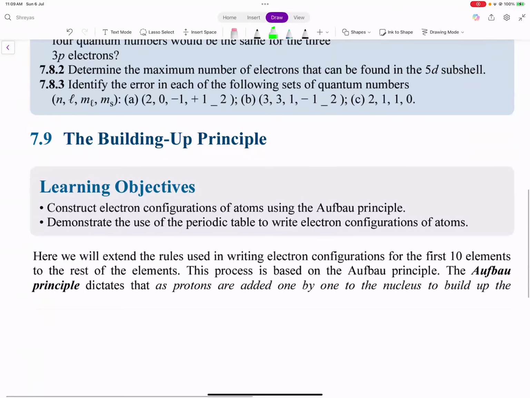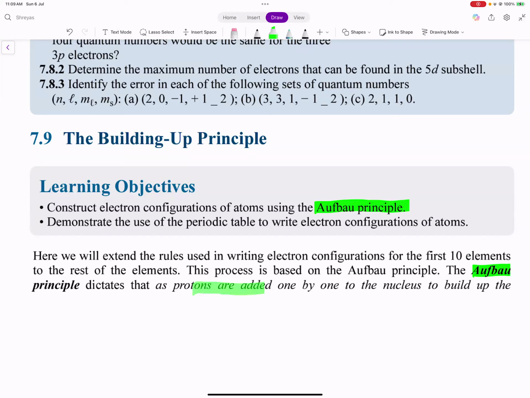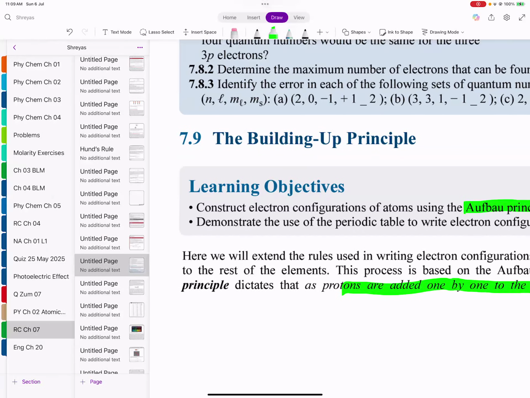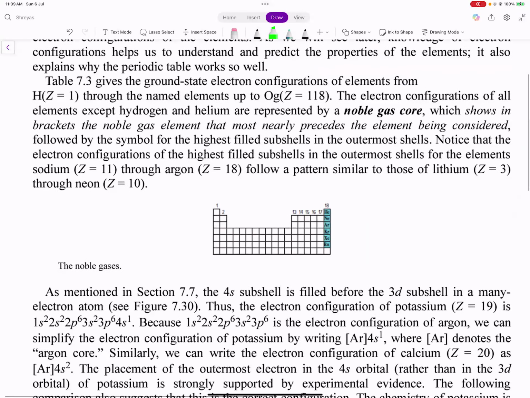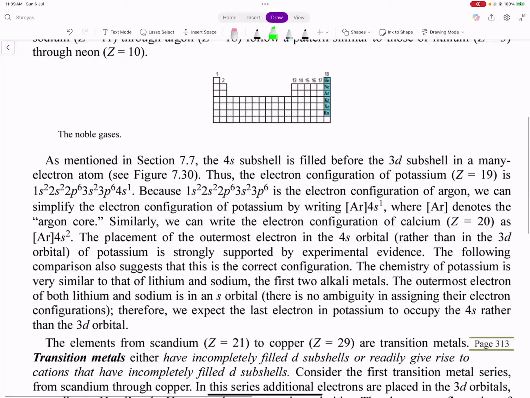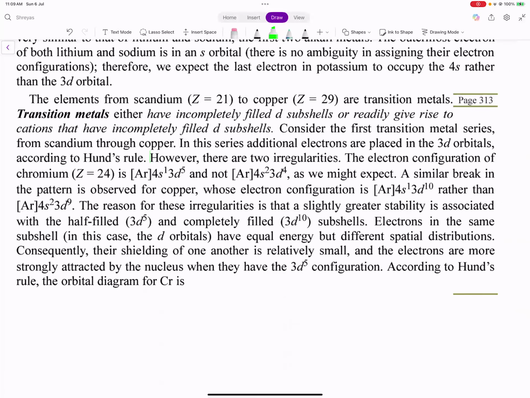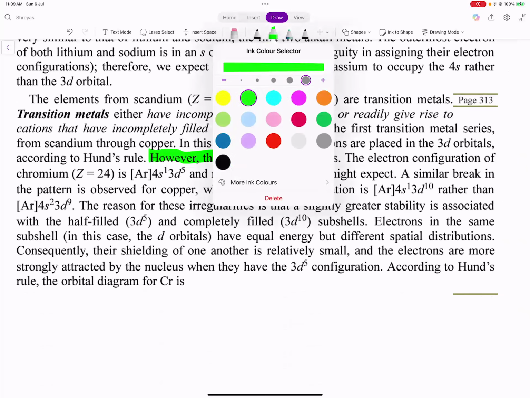Now this is the Aufbau principle. Aufbau is a German word which means building up. It says that as protons are added one by one to the nucleus to build up the elements, electrons are similarly added to the atomic orbitals. It is just like how we write the electronic configuration. There are two irregularities. These are very important.